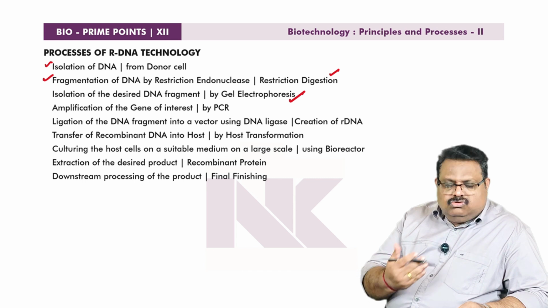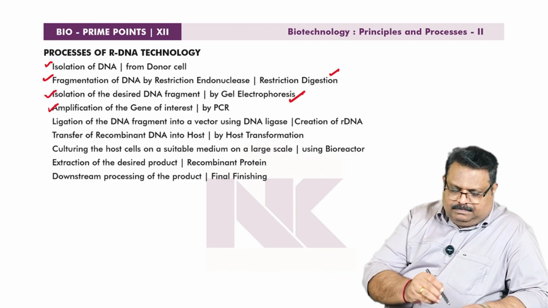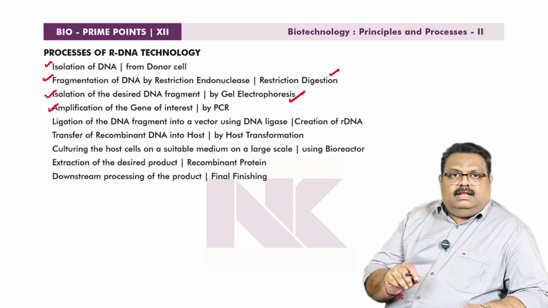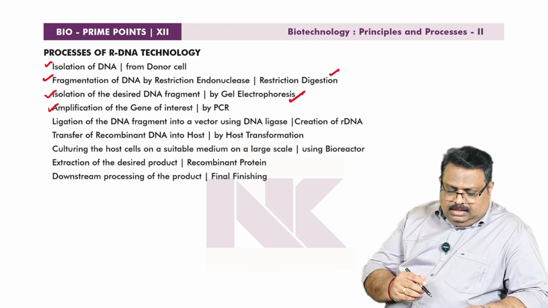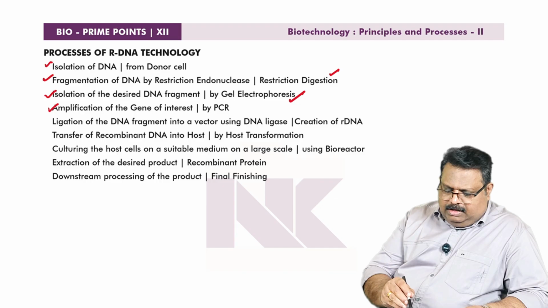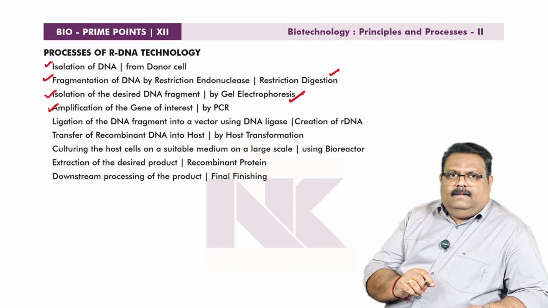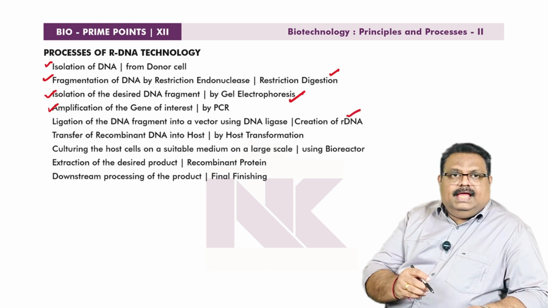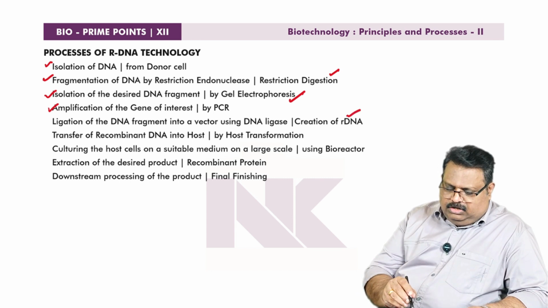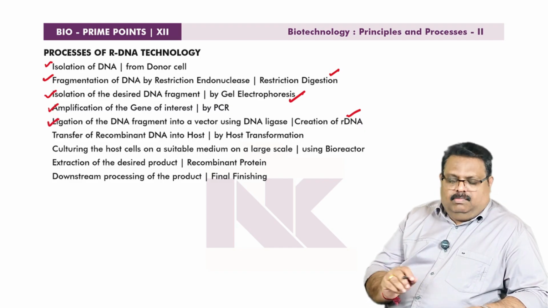Then the isolated DNA fragment is amplified. The amplification of gene of interest by using PCR. PCR means polymerase chain reaction. Amplification means production of large numbers of copies. Then after amplification, the ligation of the DNA fragment into a vector using DNA ligase. That means the isolated DNA fragment is attached to a vector DNA. So when two such DNA fragments are integrated, we can create a recombinant DNA. The ligation means joining. Joining of the DNA fragment into a vector DNA using an enzyme called DNA ligase. That is how we are creating a recombinant DNA.